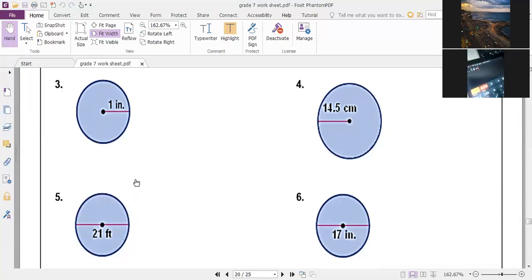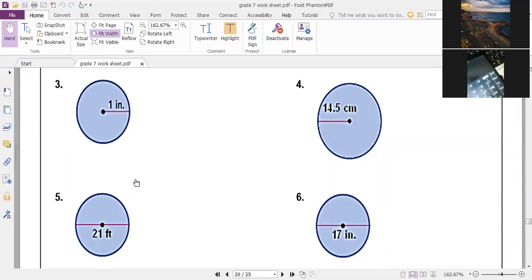1 squared means 1 by itself, which means 1 times 1. So 3.14 times 1 squared gives me 3.14. The result in this case is 3.14 times 1, which equals 3.14.